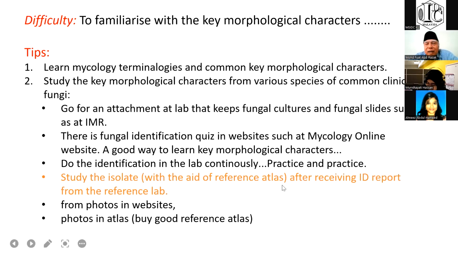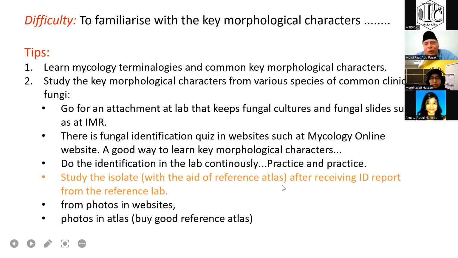But if it is still non-sporulating and you are not able to identify the fungus, then you have to go for identification by DNA. Or if you have MALDI-TOF, you can identify it by using MALDI-TOF.